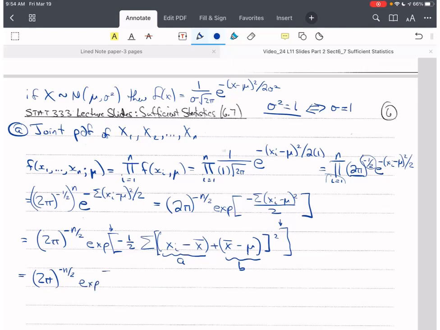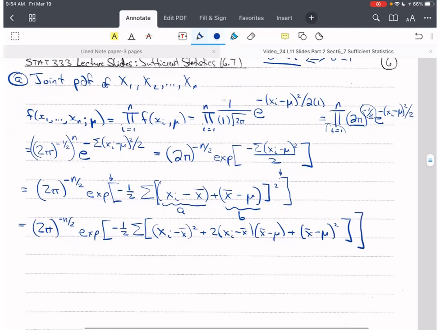exp, negative 1/2, and now we have the sum, and we have another bracket, and we'll have x sub i minus x bar quantity squared plus 2 times x sub i minus x bar times x bar minus mu quantity plus x bar minus mu quantity squared, end of the bracket, and so then we have here.